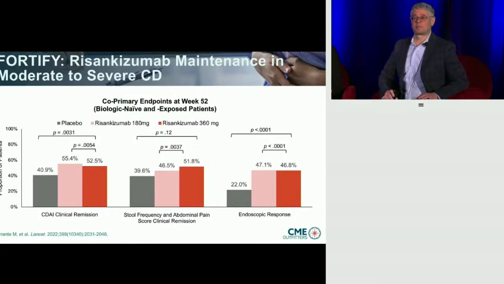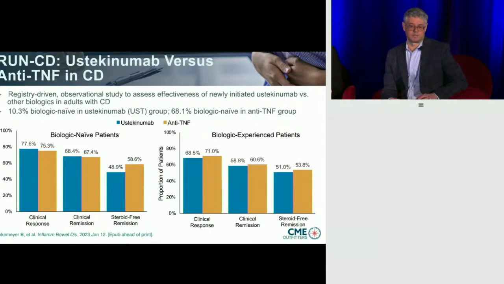What about risankizumab? Marla touched on risankizumab as our latest therapy. This is an IL-23 selective inhibitor, and what you can see here is robust clinical data for risankizumab: clinical outcomes, clinical remission, stool frequency, abdominal pain, and very importantly, very robust data, as Marla touched on, for endoscopic response. And seeing those numbers, they really are very remarkable, demonstrating the efficacy of this drug.